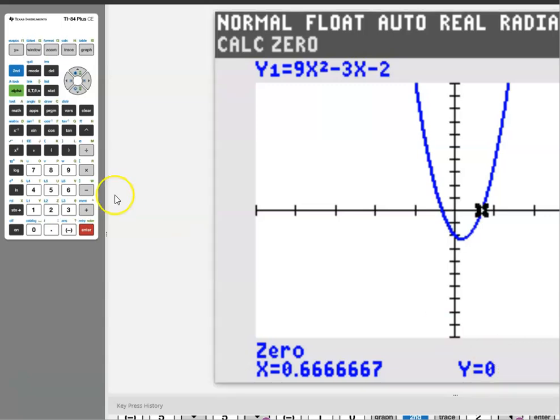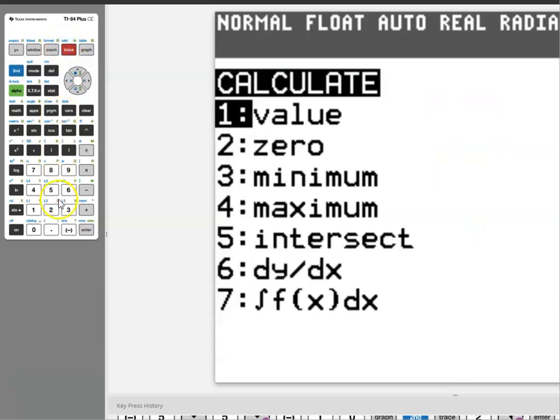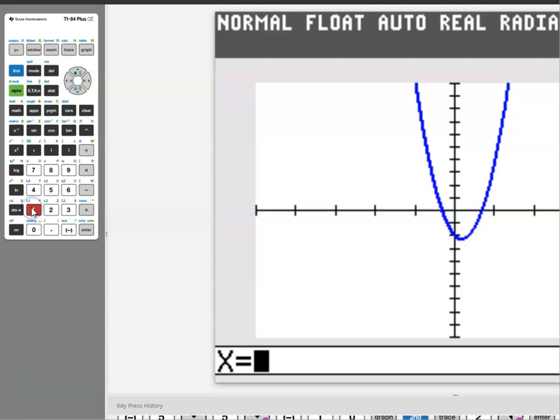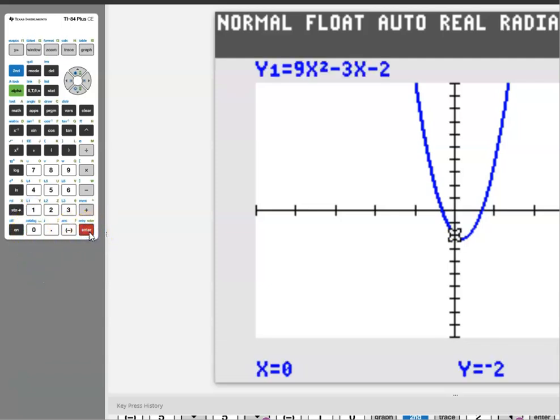Next, you want the y-intercept. To get the y-intercept, I'm also going to go back to second calc. The y-intercept I get by saying value. And I tell it the x is 0. I hit enter. Here's your y-intercept, 0, -2, and it's showing me where it is.